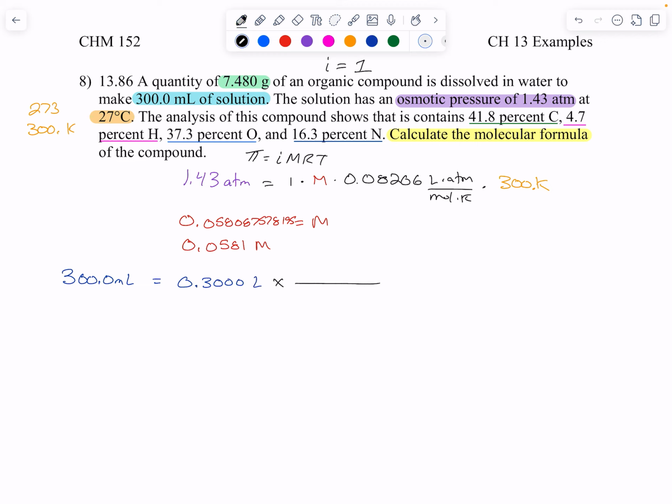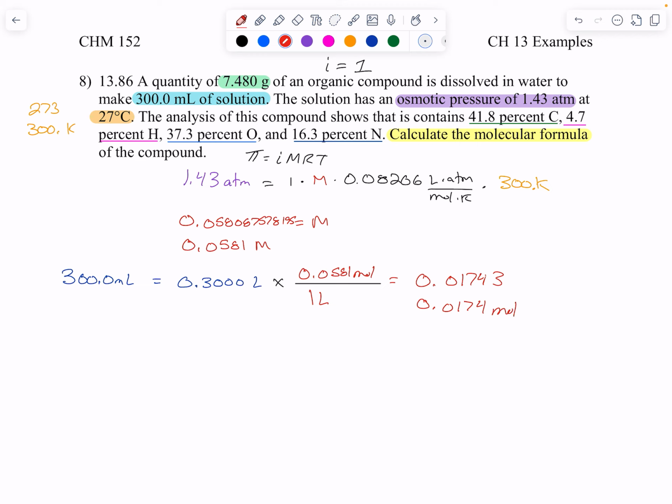And if we multiply that by, for every 1 liter, we just found we have 0.0581 moles, right? So 0.0581 times 0.3, I get 0.01743. So that's 0.0174 moles of our compound.